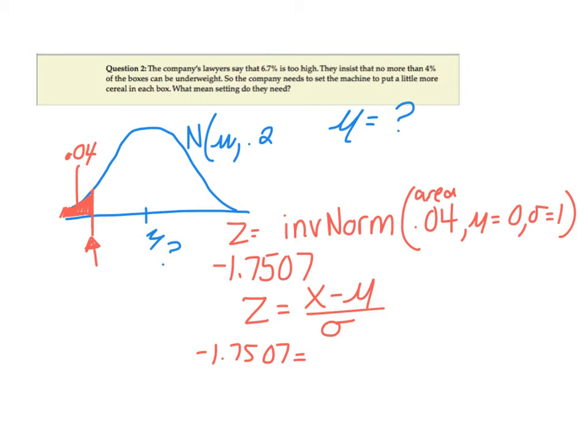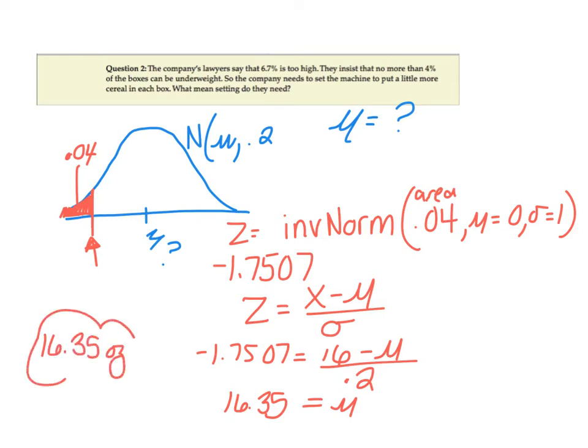This was for a 16-ounce box, minus mu, and my sigma was 0.2. So I can use a little algebra here, multiply by 0.2, subtract 16, and then divide by a negative. That gives me a mu value of 16.35. So I know they need to set the machine to 16.35 ounces. Do a little better than I just did. Give me a sentence in context on the AP exam.